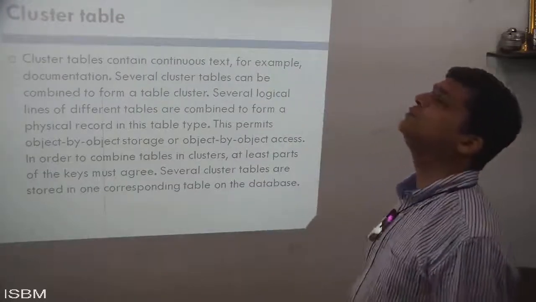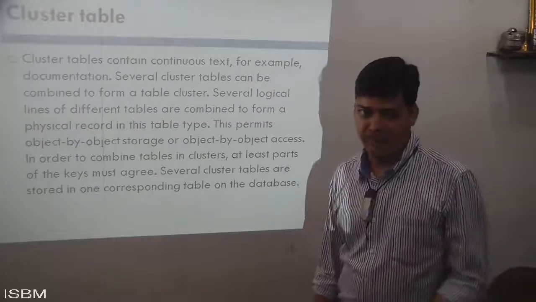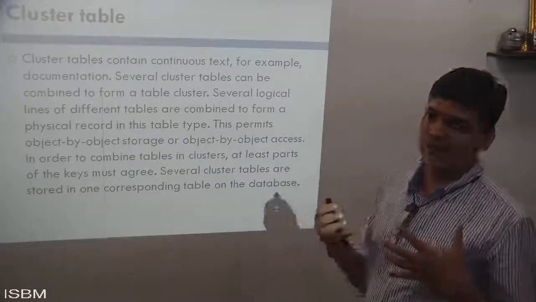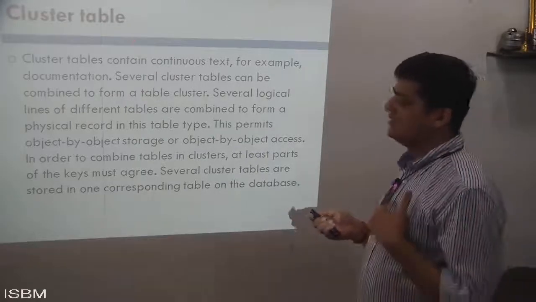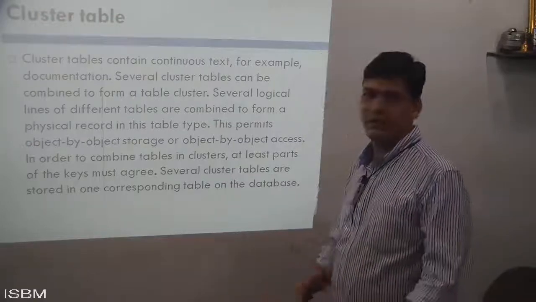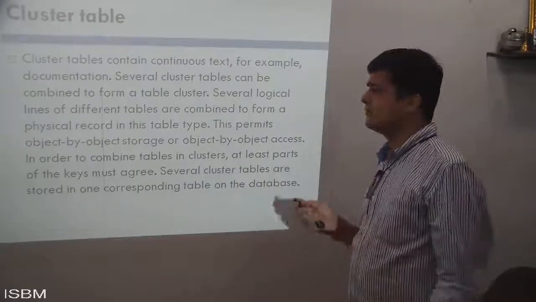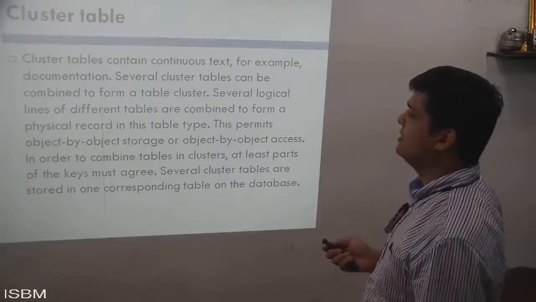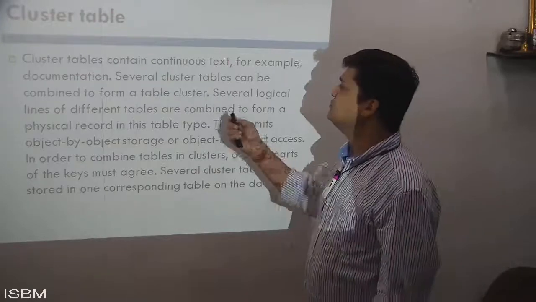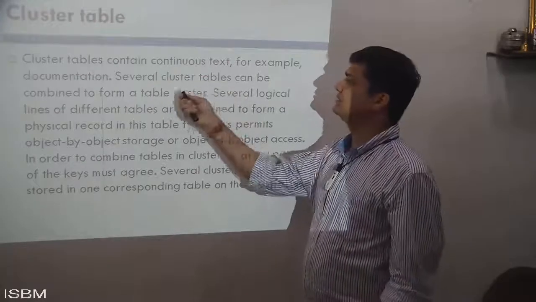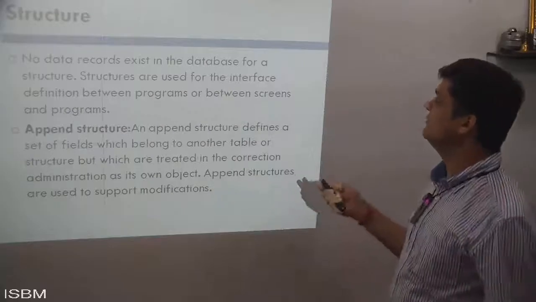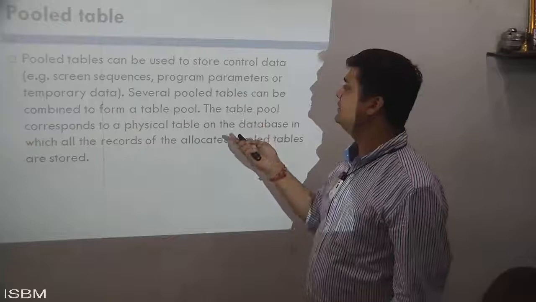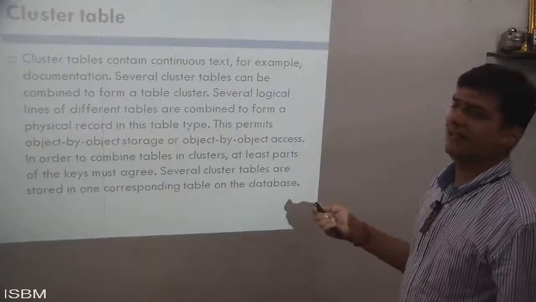Then we have a cluster table. Basically, cluster tables are used on the HR side, in HR ABAP. In the simple ABAP that we are learning right now, we are not using the cluster table. A cluster table contains continuous text, for example, documentation. So basically it is used to store continuous text. Here we are storing the control data and there we are storing the continuous text.